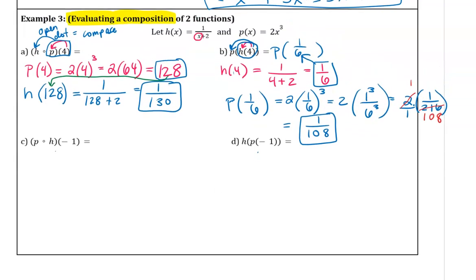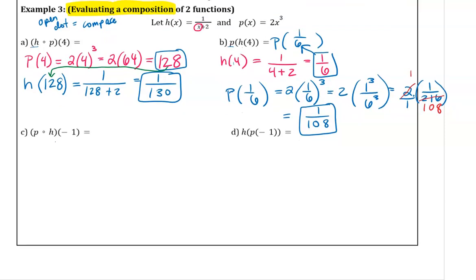So again, we can see here, when I took 4 into p into h, I got 1 over 130. But if I do 4 into h into p, I get 1 over 108. So we can see order matters. Here h was first, here p was first, and the answers were different. So just a reminder, composition is not commutative. The order matters.